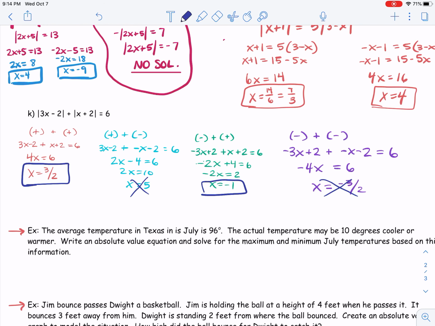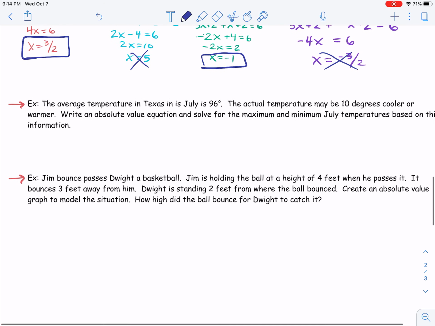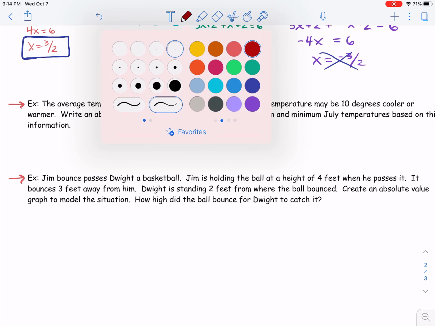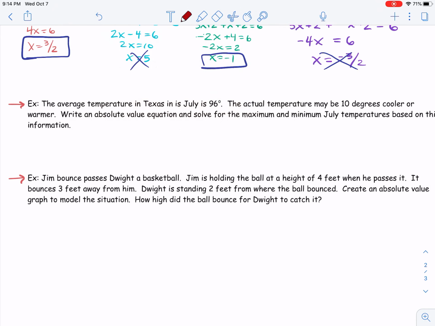And then, of course, lastly, we have some applications. We have some word problems. Okay. So it says the average temperature in Texas in July is 96 degrees. And I would beg to differ. I think it'd be a little bit warmer than that, but maybe not. Maybe it's only 96 degrees.